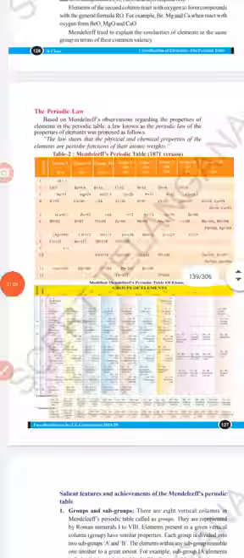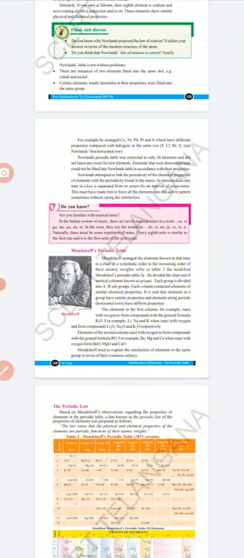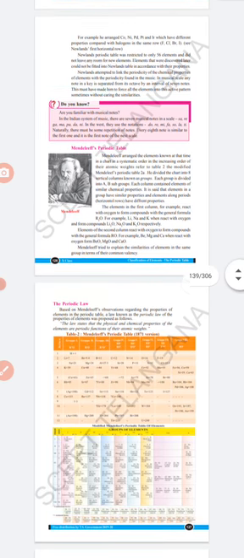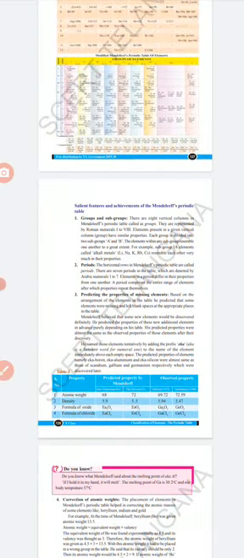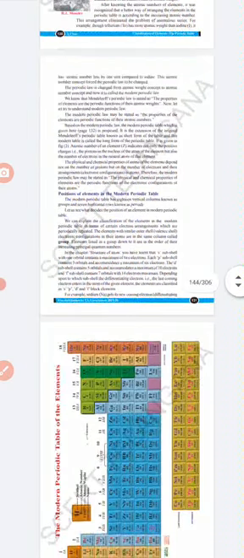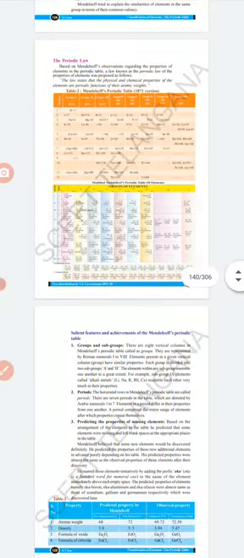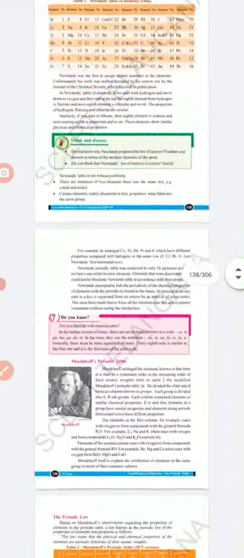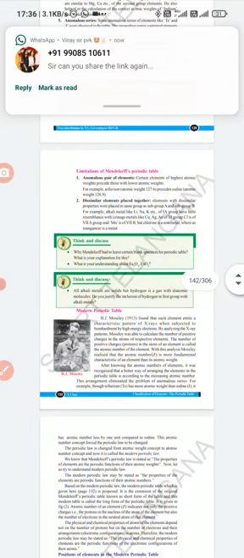Sorry, one thing I want to continue for some time here. In the same way, as I said, we have Dobereiner's law of triads, Newlands' law of octaves, Mendeleev's periodic table. After these three chemists' tables, we will go through the modern periodic table. The periodic table that we have now, we did not get directly. After these attempts by Dobereiner, Newlands, and Mendeleev, we got the modern periodic table, which is given by H.J. Moseley.